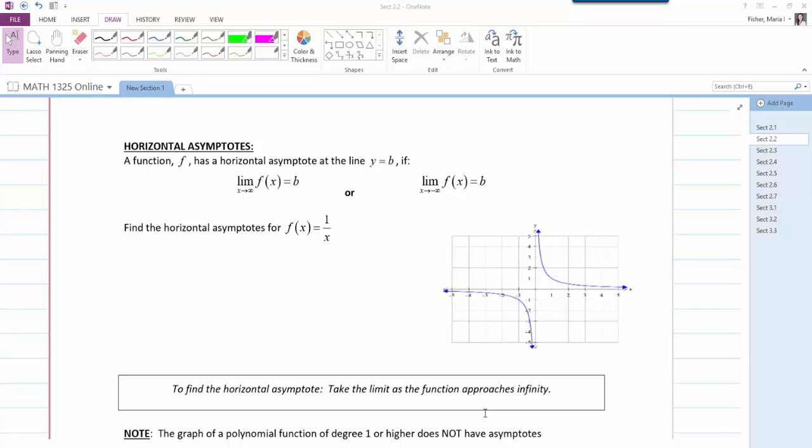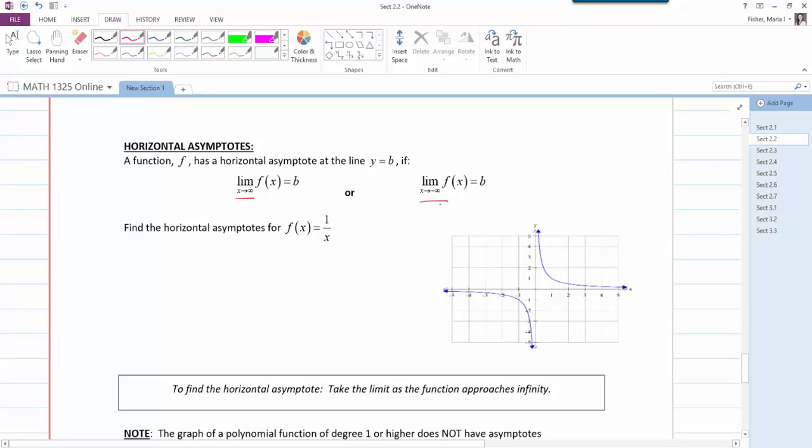Horizontal asymptotes happen when you take limits at infinity and you end up with a number. So we say that a function f has a horizontal asymptote at the line y equals b if we can show that the limit as x approaches infinity of f of x is equal to b, or the limit as x approaches negative infinity of f of x is equal to b.